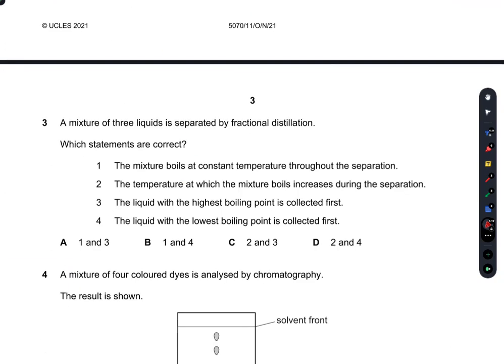A mixture of three liquids is separated by fractional distillation. Which statements are correct? The mixture boils at constant temperature throughout the separation. No. The components of the mixture start to boil as soon as the temperature goes on increasing. So 1 is incorrect. The temperature at which the mixture boils increases during the separation. Yes, that's what I had said earlier.